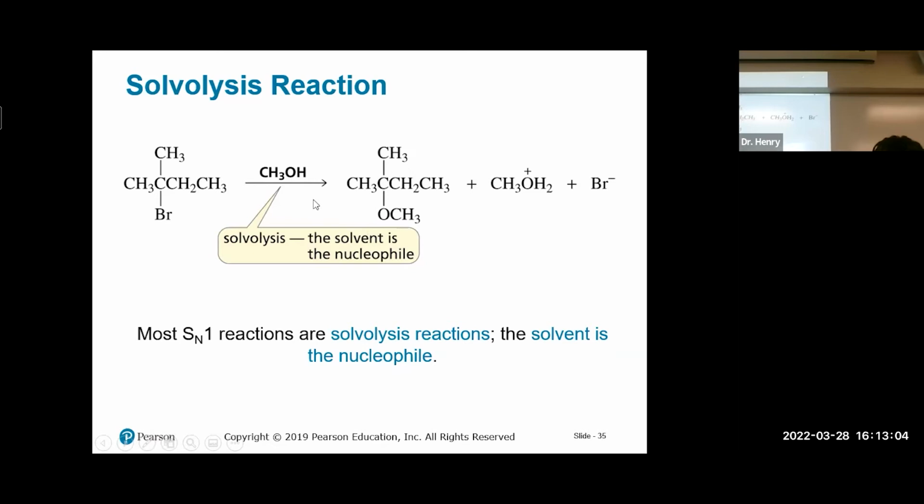Okay, so here we're adding on the ester group, or we're making an ester, right? Okay, and so these are going to be your products. You're going to get CH3O plus H2 and your bromine.